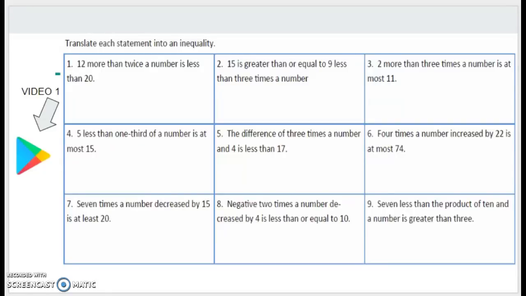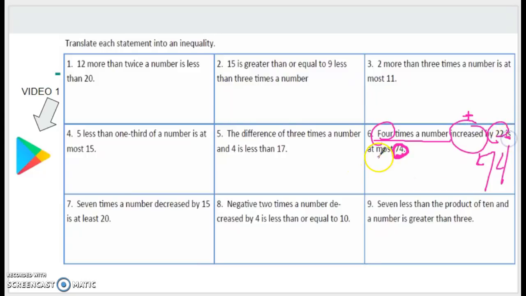Question 6. 4 times a number increased by 22 is at most 74. So again, we're looking for our total. This right here is going to be our total. So we're going to write that down over here as the total, 74. Here's a number and here's a number. 4 times a number, that's what's going to tell you to use your variable. And increased, that's a key word to tell you that we're going to add.